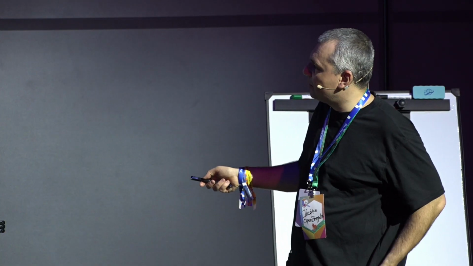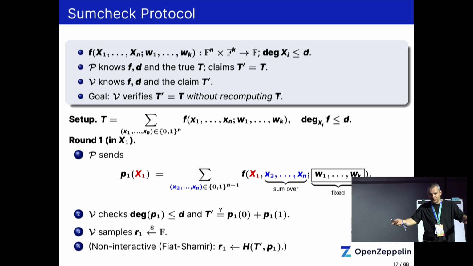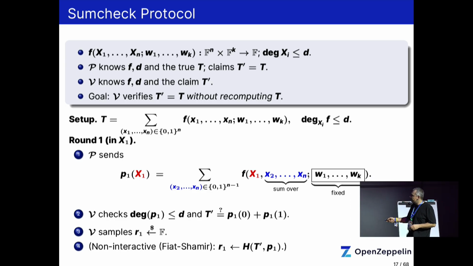Okay, so if the check passes, the verifier samples a random number. So that's where the whole soundness of the protocol rests. This R1, or this Ri, should be chosen uniformly at random from the field. Okay, and this is the interactive version.